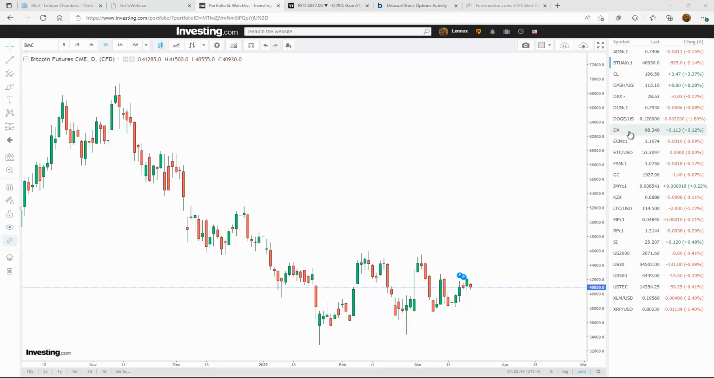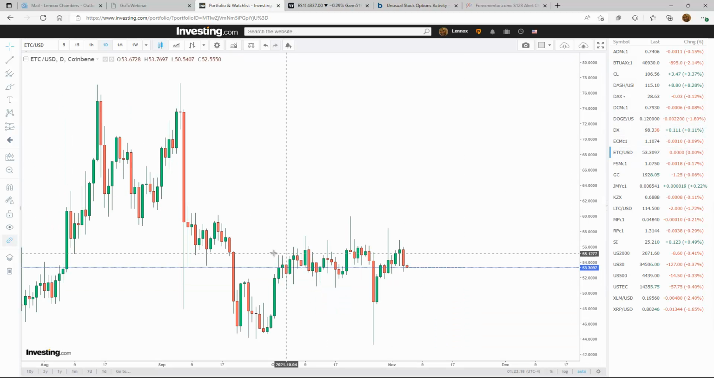That would be the same for Ethereum and Dogecoin. Looking for continued moves to the downside overall.